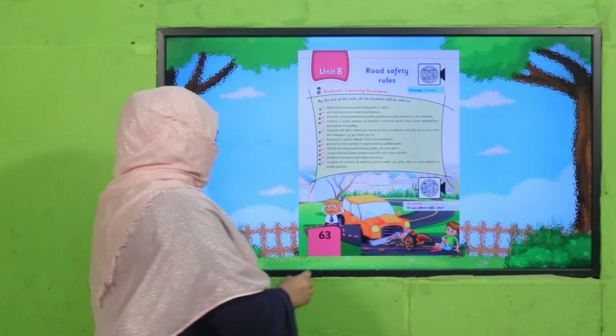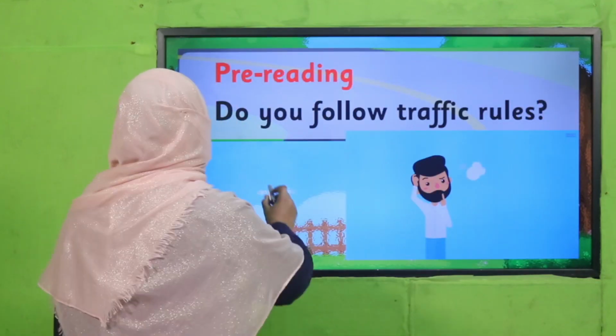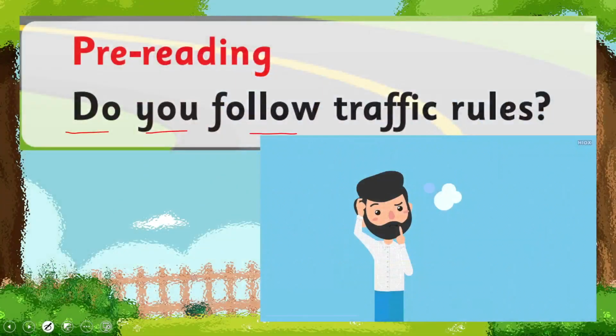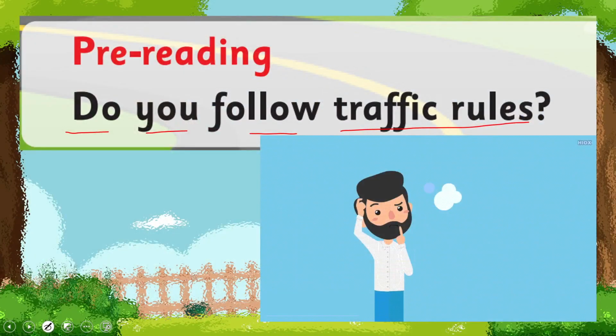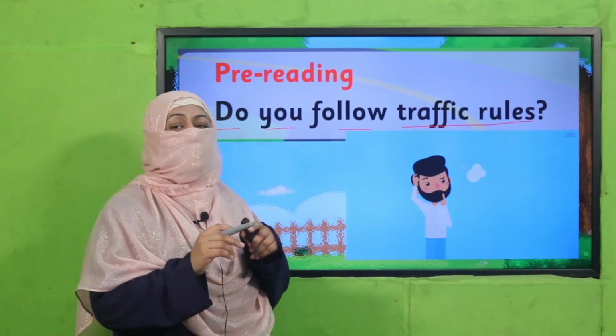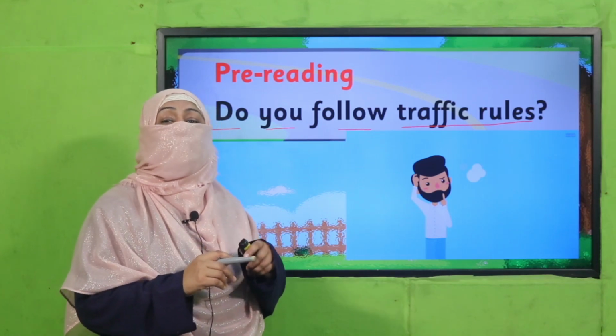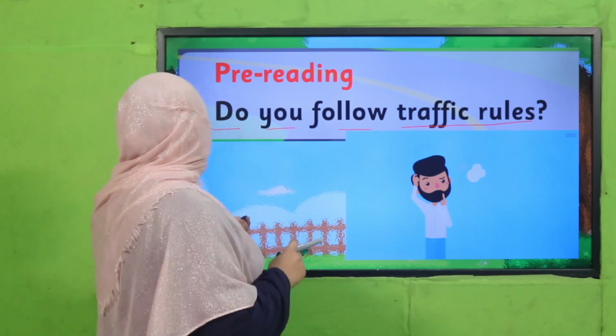All of you open your book on page number 64. And before starting reading, tell me, do you follow traffic rules? Pause the video, answer this question to your teacher and then come back. Yes, all of you follow the traffic rules. Good job, beta. Traffic rules are for our safety. Okay, so we should always follow the traffic rules.